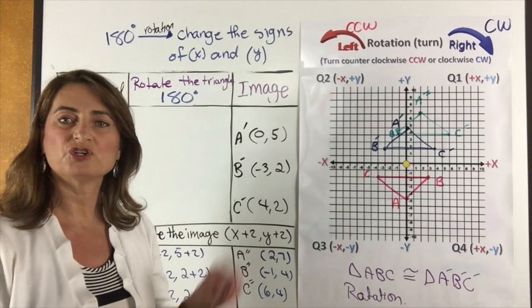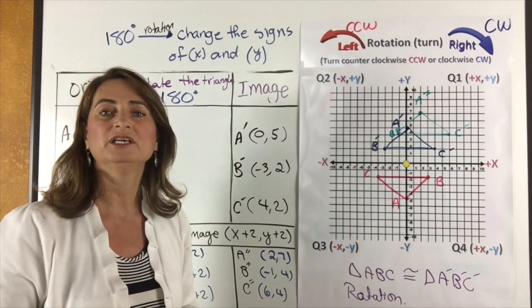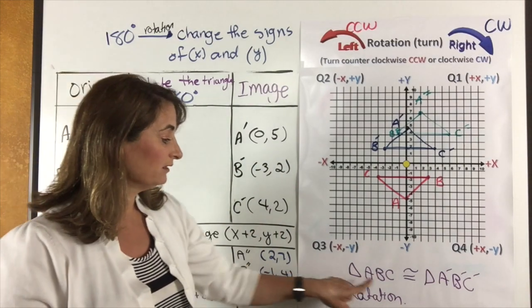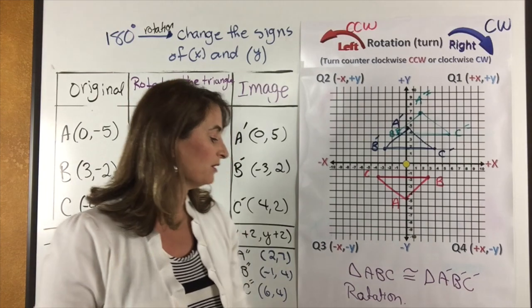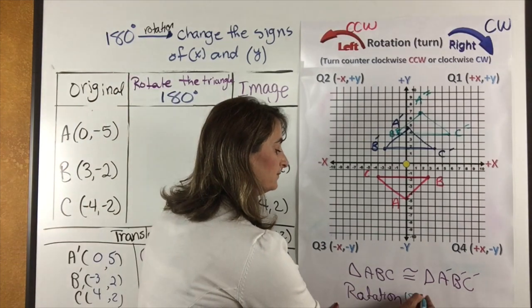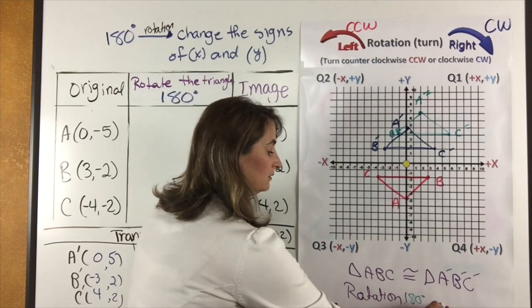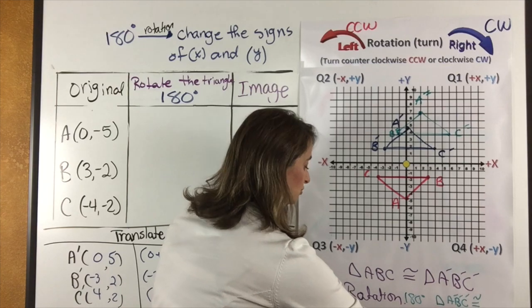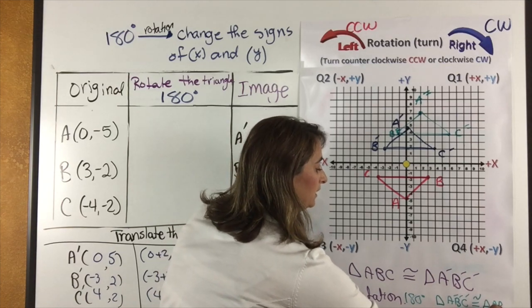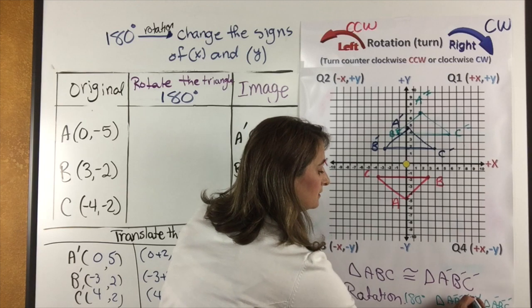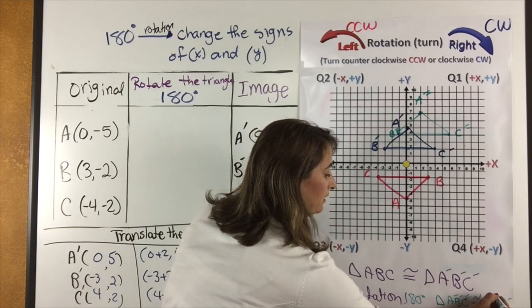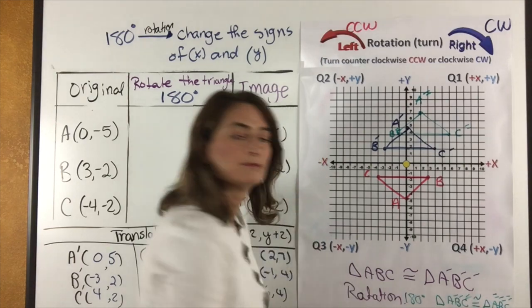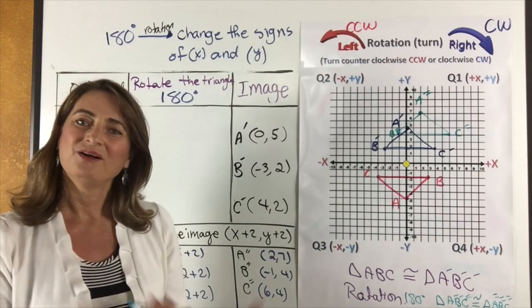And you end up with a translation to the right 2, up 2, each vertex translated to the right and up. Triangle ABC is congruent to triangle A'B'C' because it's a rotation of 180 degrees. And triangle A'B'C' is congruent to triangle A''B''C''. Why? Because it is a translation. That's it for today's lesson. Hopefully it made sense.